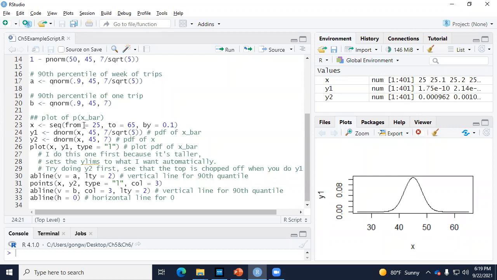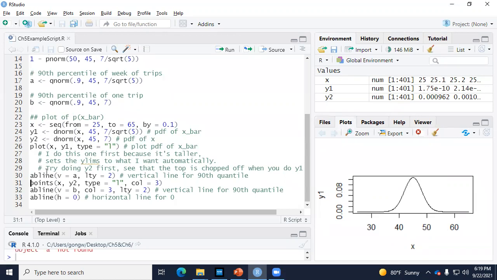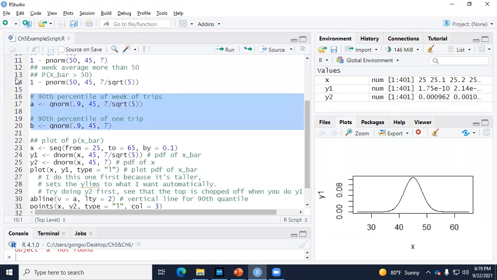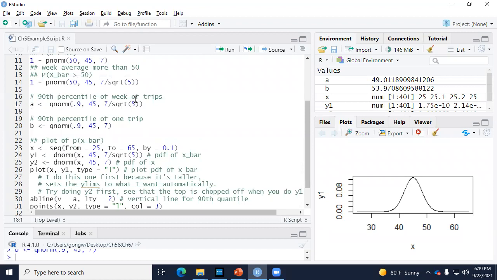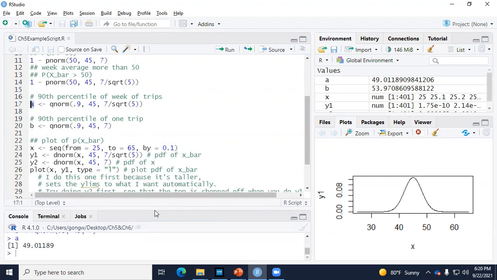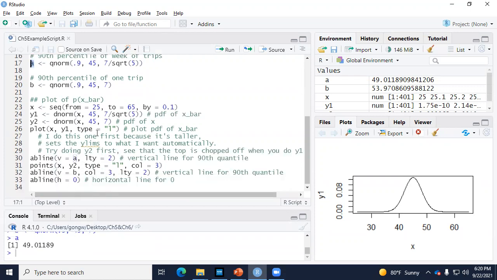So I'm showing you a plot of the PDF to show you the error. This Y1 is for the X bar. This is the PDF of X bar, because I used this standard deviation. And Y2 is for X. Now I plot this X bar. It's normally distributed, it would be like this. And I did a vertical line at, oops, I haven't run this. So I get the 90th percentile for the average, which is our A, and A is 49 something.